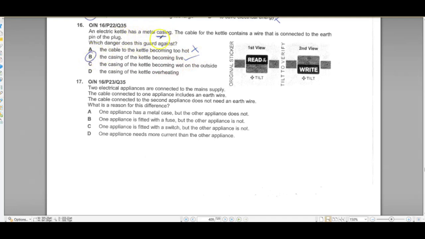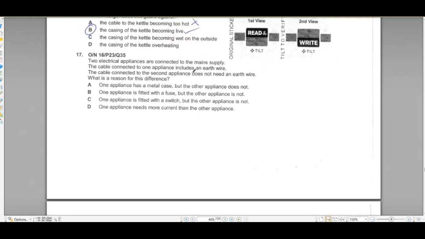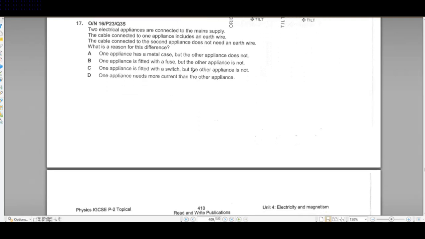The kettle has a metal casing, so the live wire can touch the casing, and there is going to be a current in the kettle, and if someone touches it, he is going to get electrocuted. He is going to get a shock. So that is why this earth wire is there. Okay? The rest of them are not correct. So B is correct.